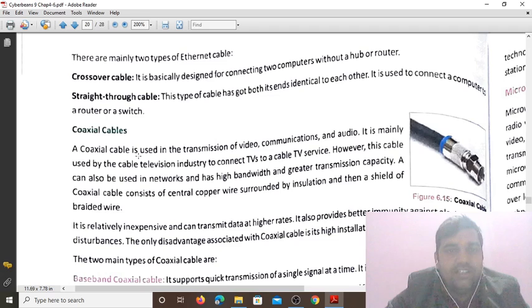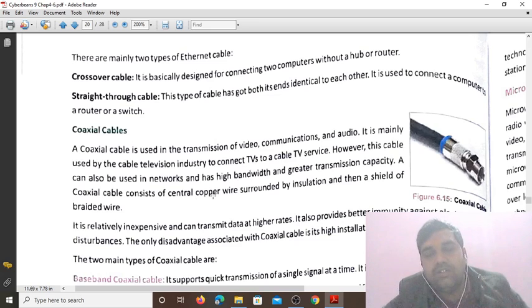Next is the coaxial cable. This cable is used for the transmission of video, communications and audio. It is mainly used by the cable television industry to connect TVs to the cable TV services. This cable can also be used in networks and has a high bandwidth, greater transmission capacity. Coaxial cable consists of a central copper wire.